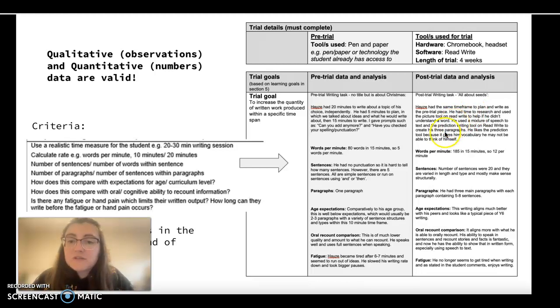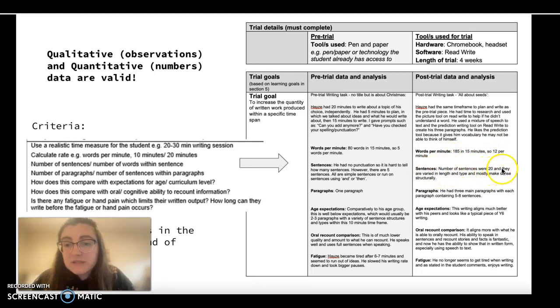He used a mixture of speech to text and the prediction writing tool on Read and Write to create his 3 paragraphs. So wherever you can, try and fit in how they've used each tool, because it can only go in this part. He likes the prediction tool because it gives him vocabulary. So I've said words per minute, 185 in 15 minutes, 12 per minute.